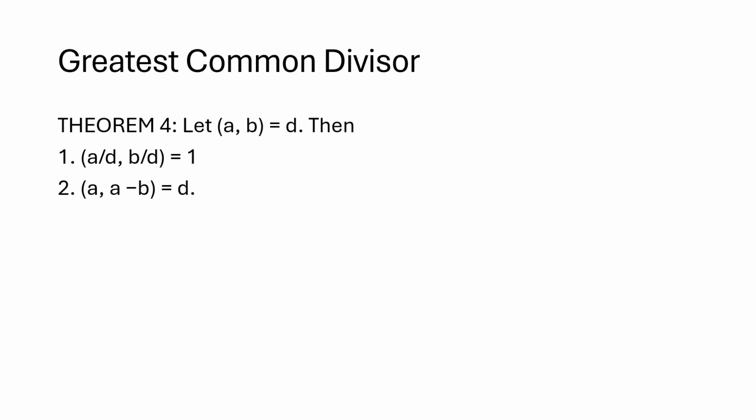So we have here another theorem. Let the GCD of A and B be equal to D. Then the GCD of A over D and B over D is equal to 1, or they are relatively prime. And the GCD of A and A minus B is equal to D.